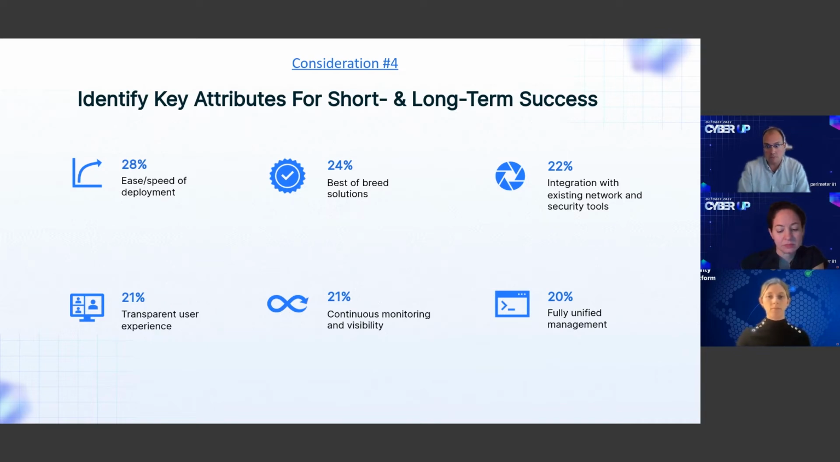Again, Tal mentioned monitoring and visibility, that's critical as well. And then ultimately, fully unified management. Again, this will become more important over time. And this is interesting as well, because this is about supporting not only end users and protecting them and things like that, but obviously making the IT and security staff more efficient as well. And that's really what that point gets to.